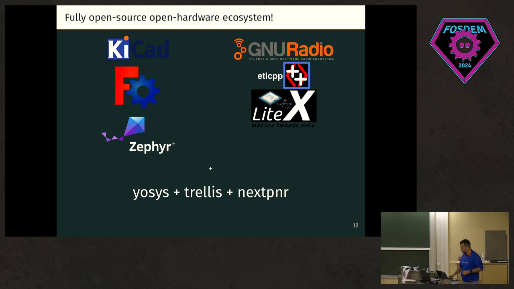So the projects involved are, of course, KiCad for the PCBs, GNU Radio for the ground station decoding and simulations, FreeCAD for the mechanical, Zephyr RTOS plus ECP5 for the onboard controller, and LiteX plus Yosys plus Trellis and nextpnr for the ECP5 bitstream.